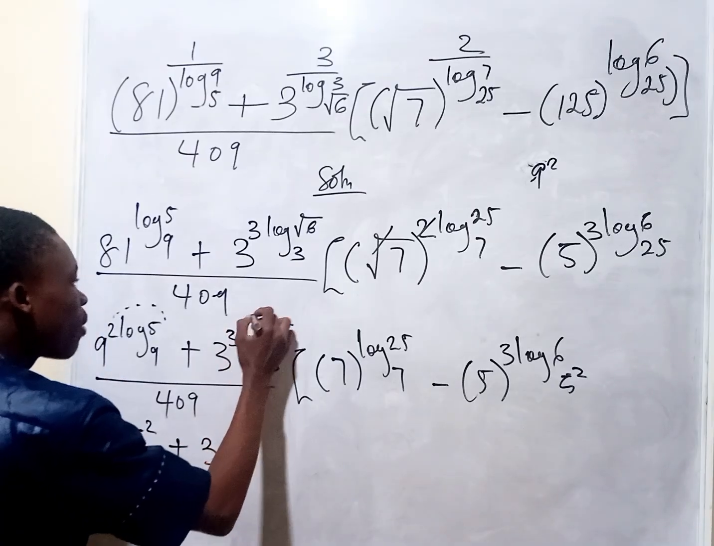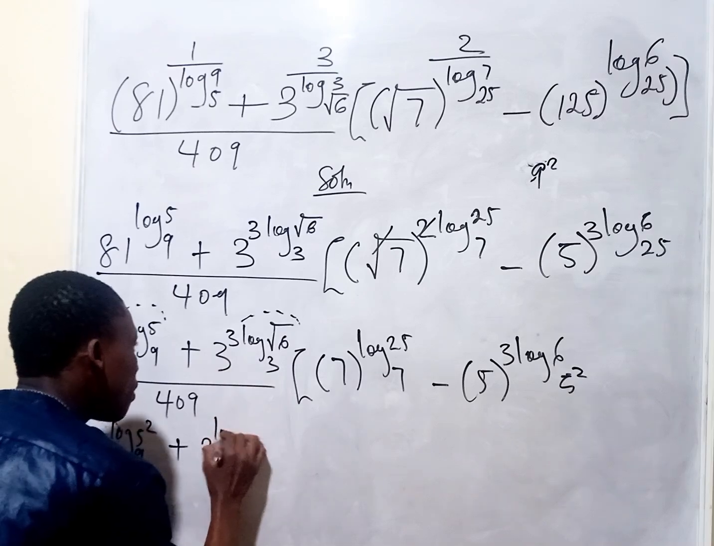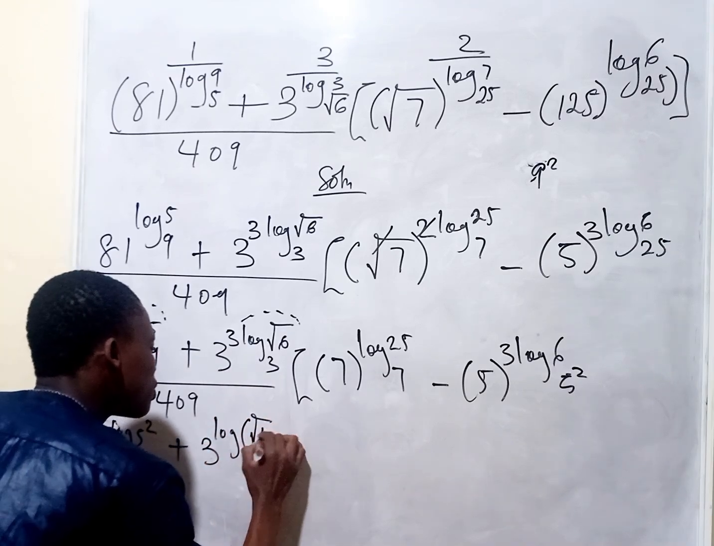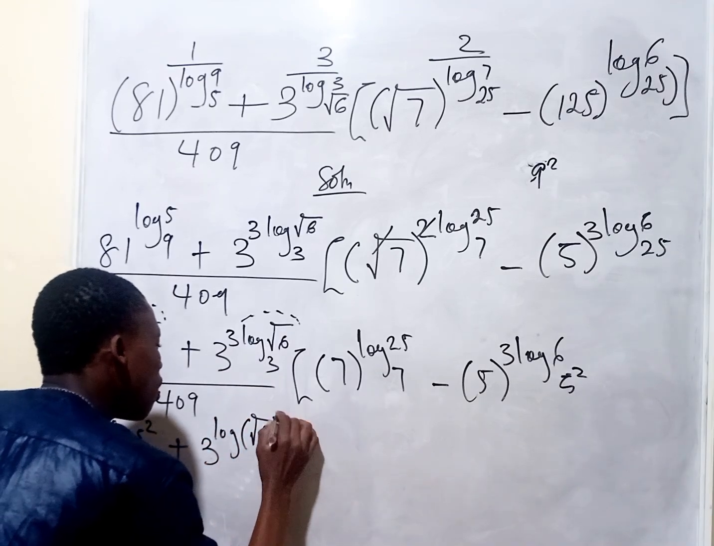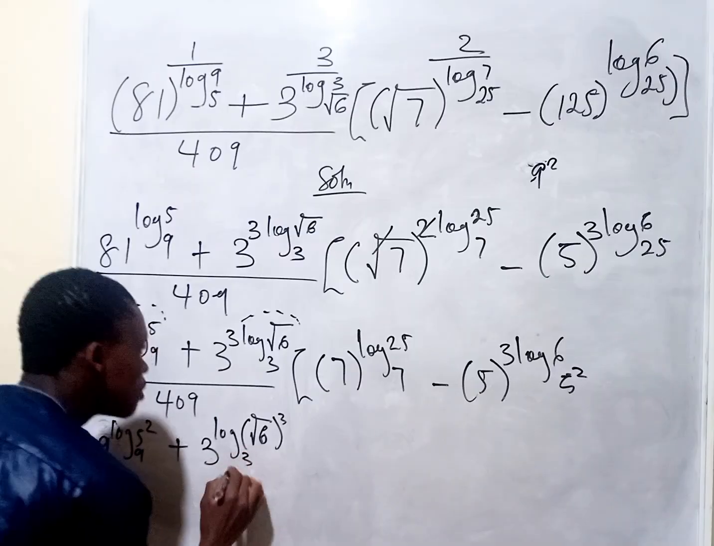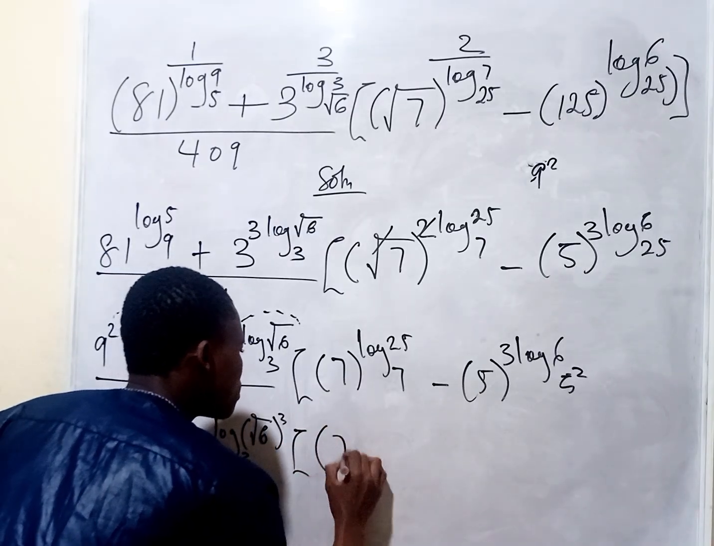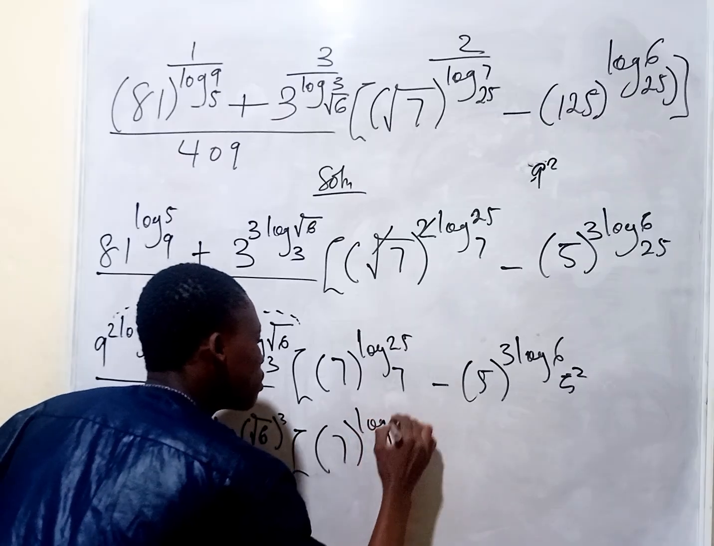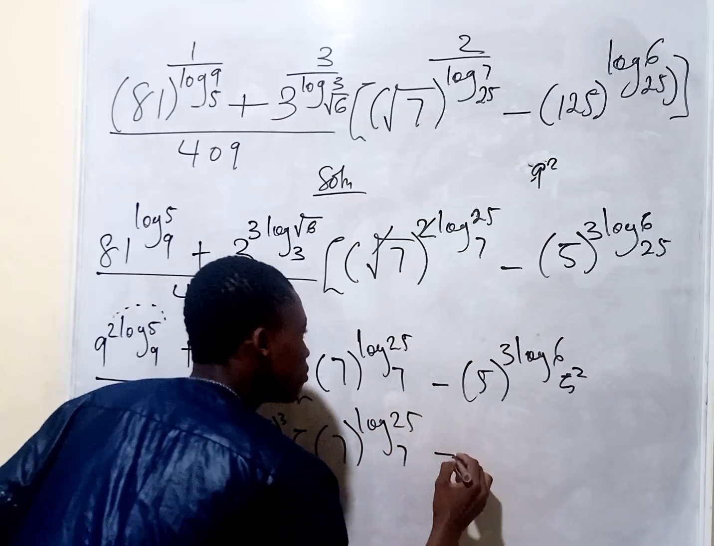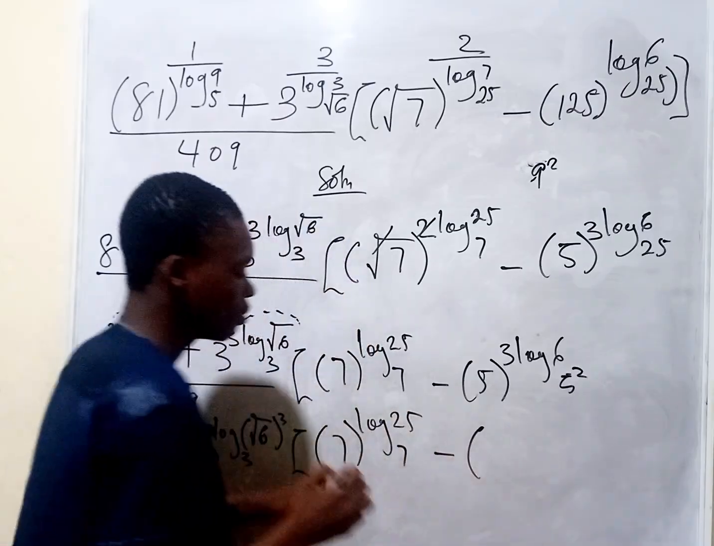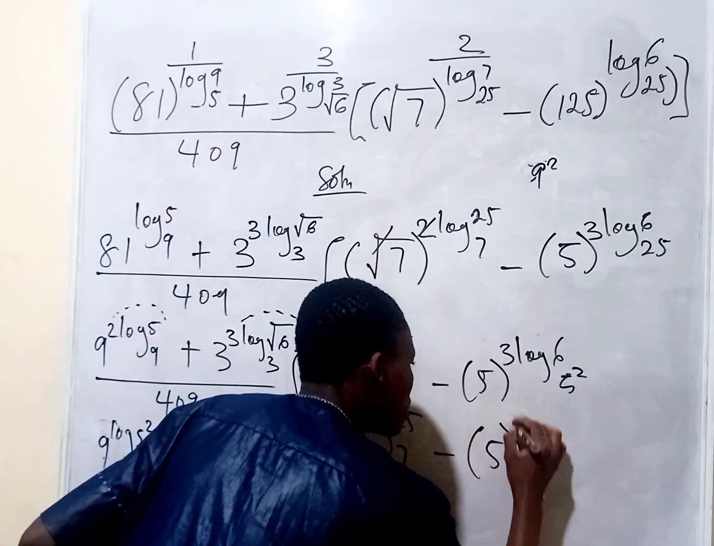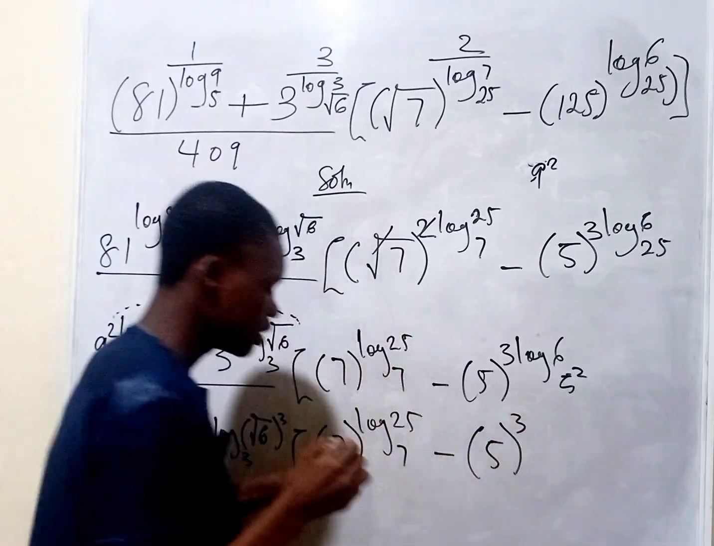Now this one here is going backward also. It becomes raised to the power of log of the square root of 6, all cubed, base 3, into brackets, 7 log 25 base 7 minus. Now watch what I'm going to do here. See what will happen here.